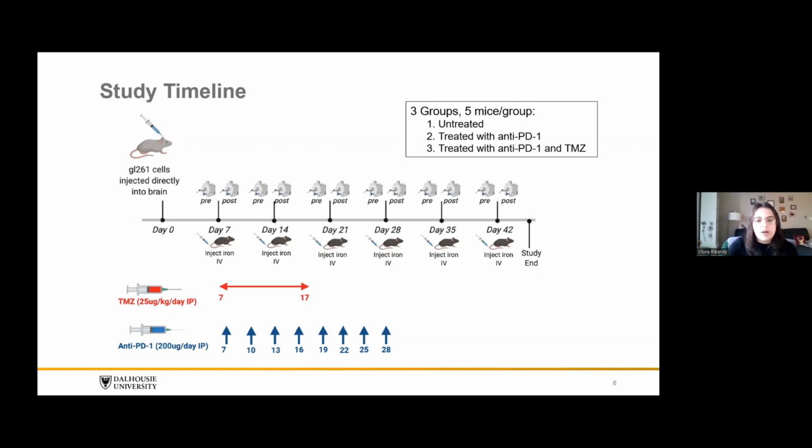As you see on the bottom, groups 2 and 3 were given their treatments on a set schedule, and mice were imaged weekly before and after contrast injections. Imaging consisted of a T2 FSE anatomical scan, and then the MRF each imaging day.